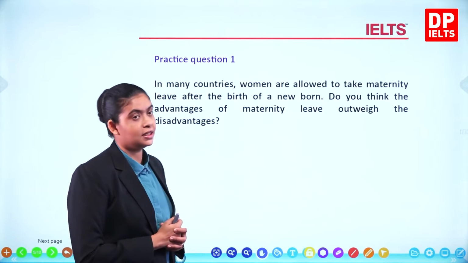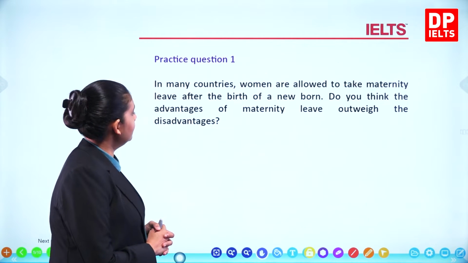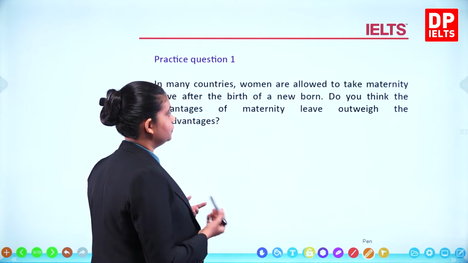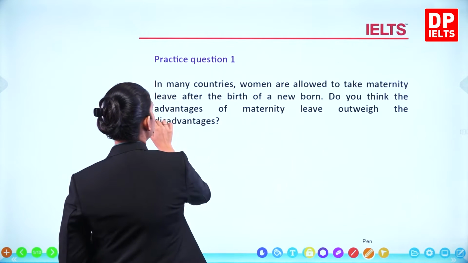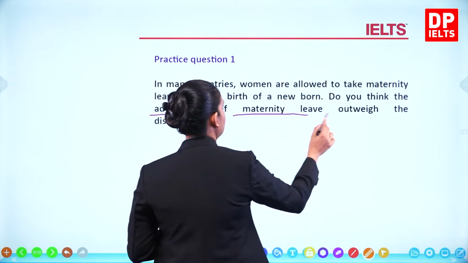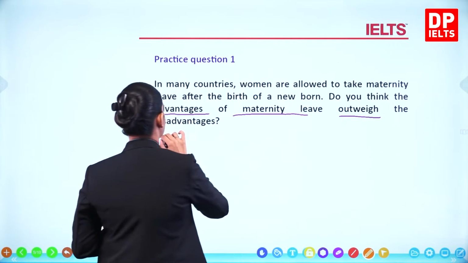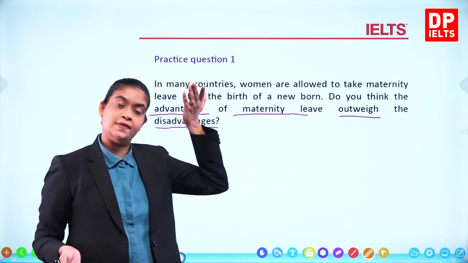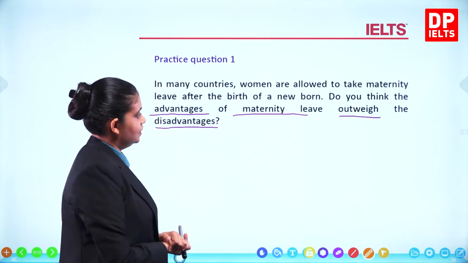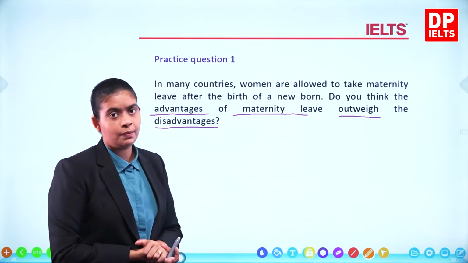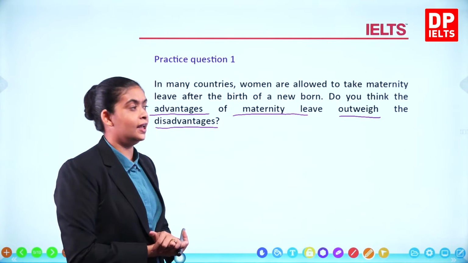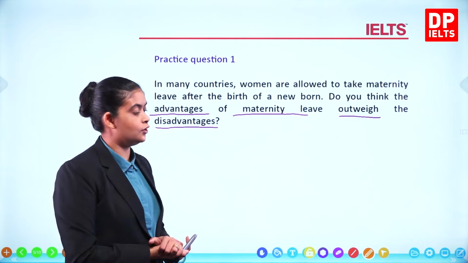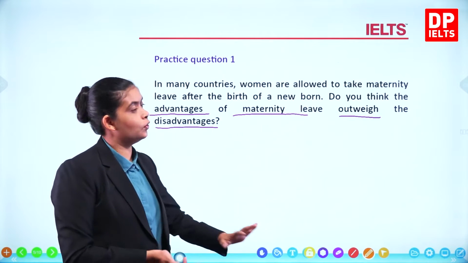Now let's have a look at practice question 1. In many countries, women are allowed to take maternity leave after the birth of a newborn. Do you think the advantages of maternity leave outweigh the disadvantages? So this is kind of your opinion. Do you think the positives are more than the negatives? I'd like you to take a few minutes and think about the points that you would lay out to write a good essay.